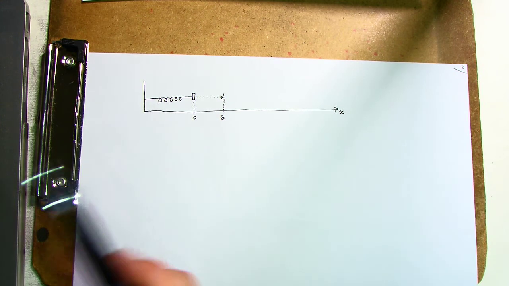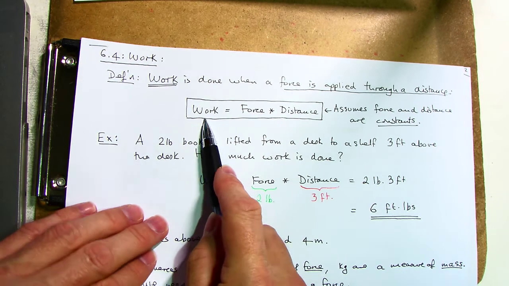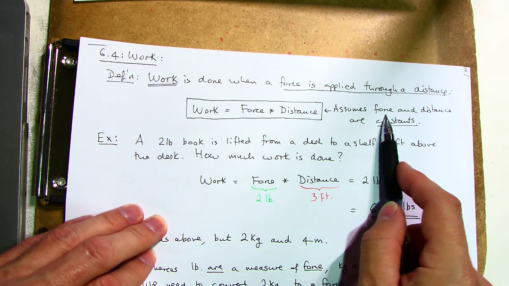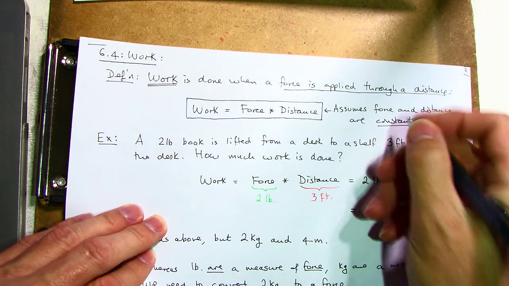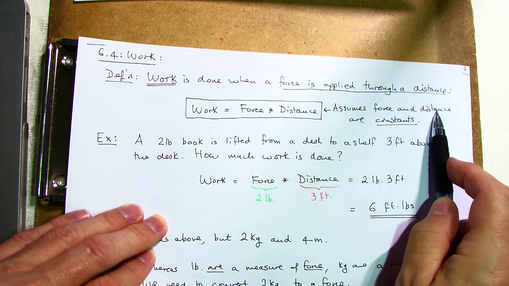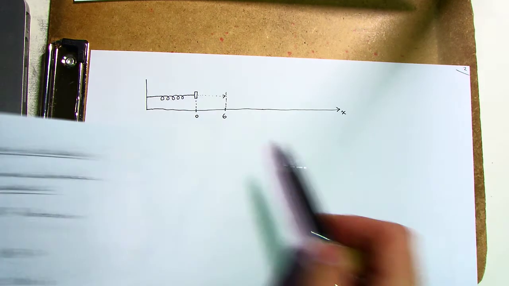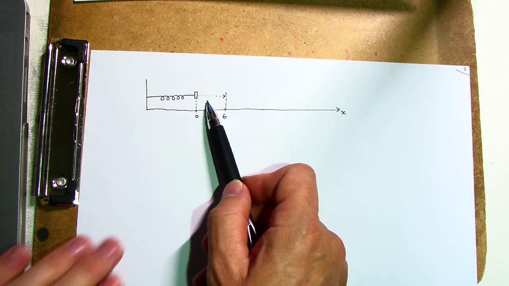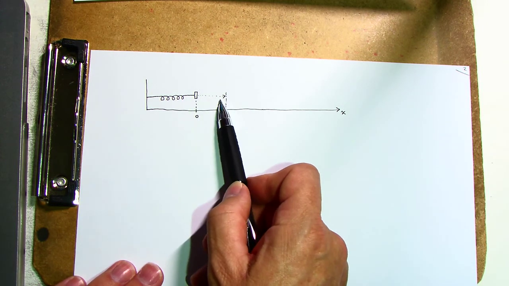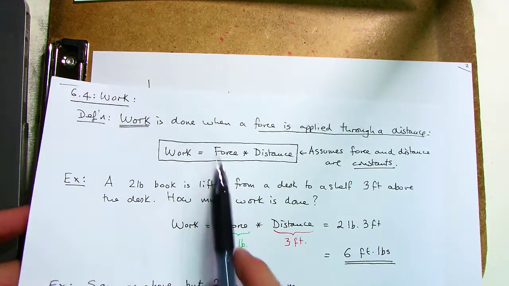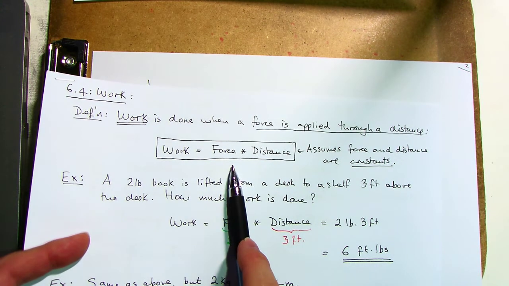And that's why we cannot use this formula. Because what does it say right here about force and distance? It assumes what? The constant. Yes, it assumes they're constants. The force and the distance are constants. But the more you stretch this, the more force it requires. Therefore, the force is not constant. You cannot do this problem using that formula, at least not directly.